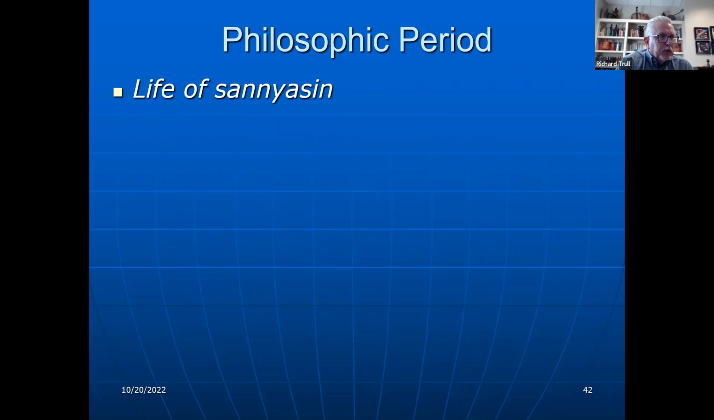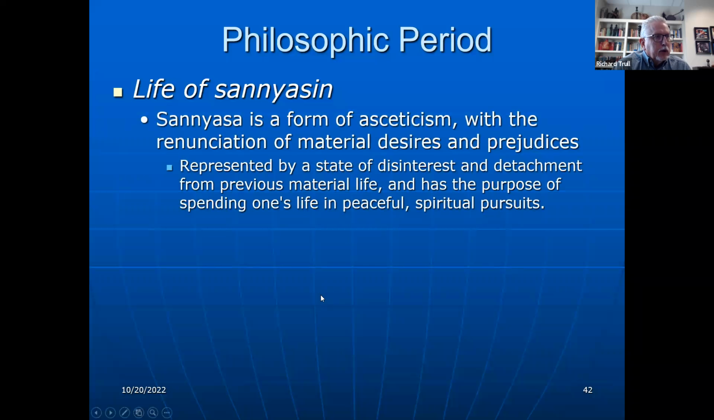This brings us to something called the life of sannyasa, and this has to do with reaching moksha, that release from the cycle of reincarnation. So sannyasa is a form of asceticism, with the renunciation of material desires and prejudices, anything to do with the experiences of life that we just talked about, emotions and so forth.